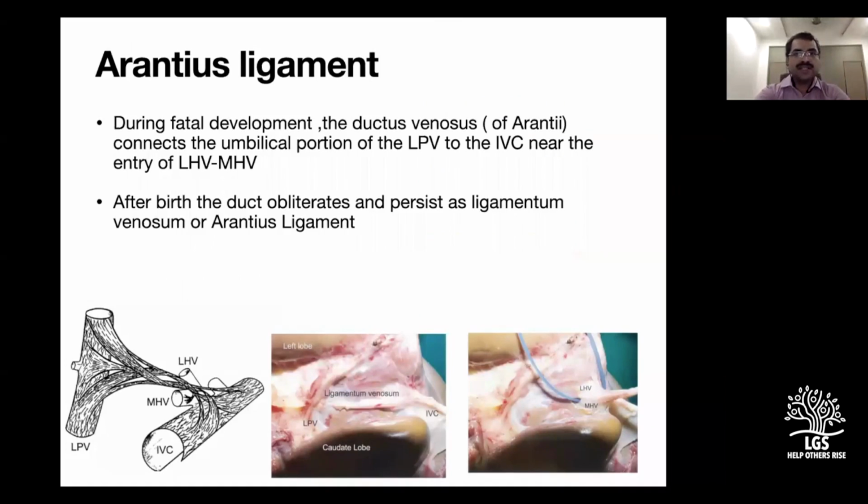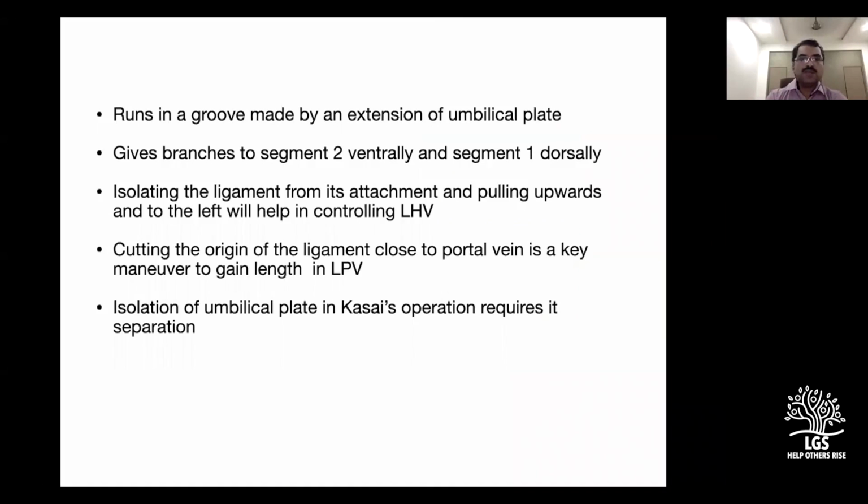The next important thing is the Arantius ligament. It represents the vestige of the ductus venosus of Arantius. It connects the left portal vein area to the junction of the left hepatic vein and middle hepatic vein into the IVC. The important aspect of the Arantius ligament is that it is a surface marking of the left hepatic vein and middle hepatic vein, and it can be used for isolating or controlling the left hepatic vein. And you have to cut this ligament at the medial aspect near the portal vein entry to get extra length for the left portal vein.